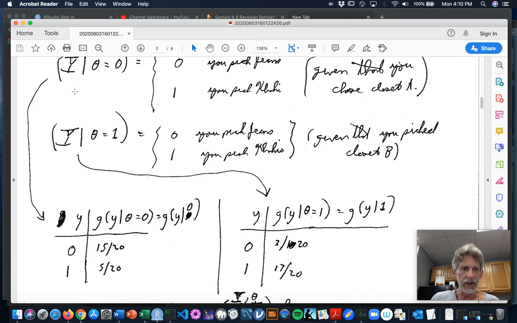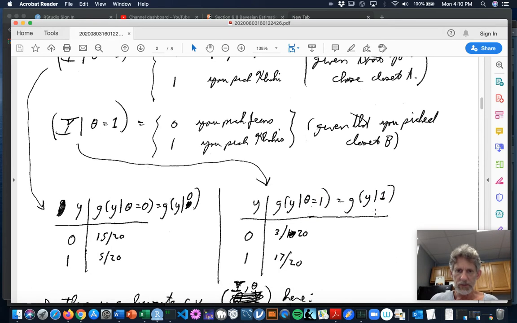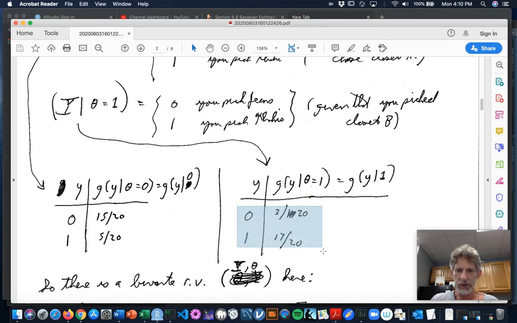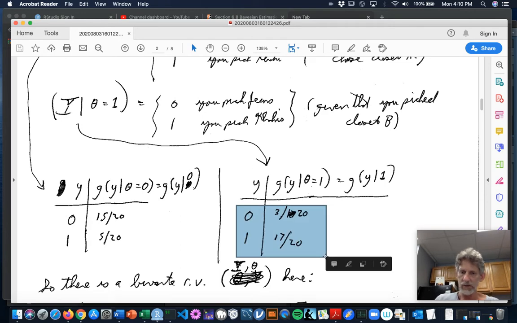Okay, and then this random variable has a PMF, G of Y given that theta is 1, G of Y given 1 for short, and its distribution looks like this.